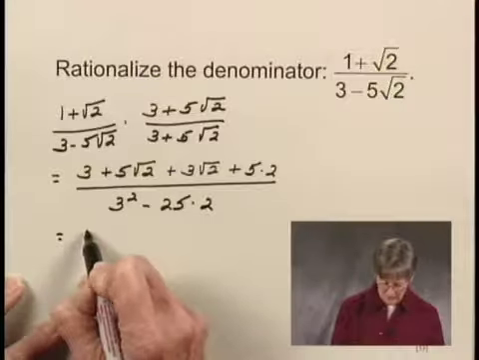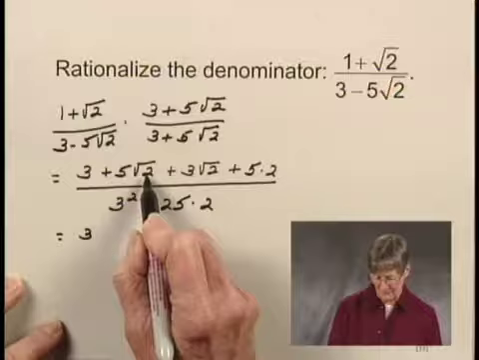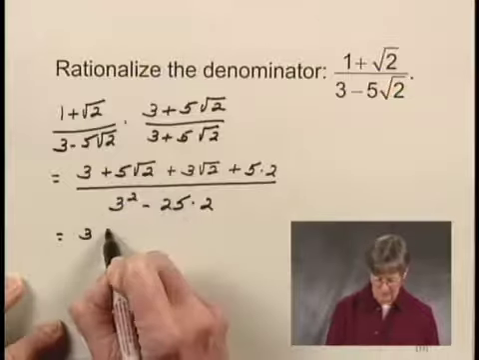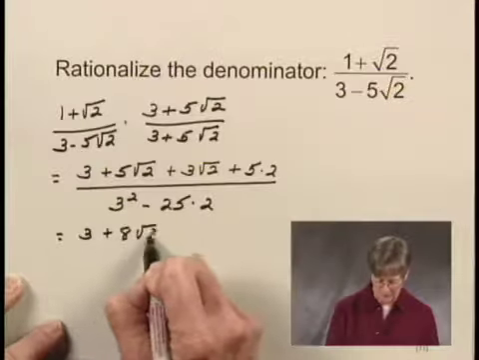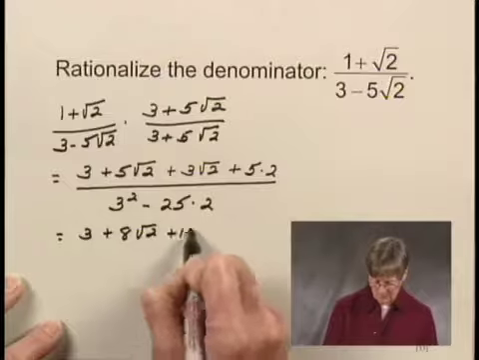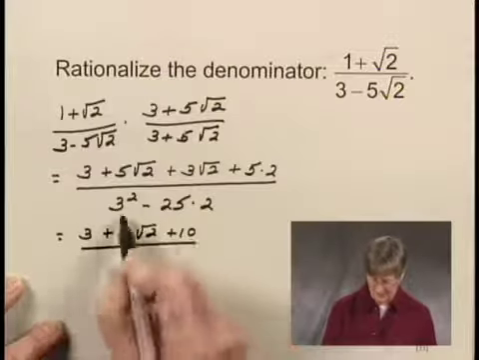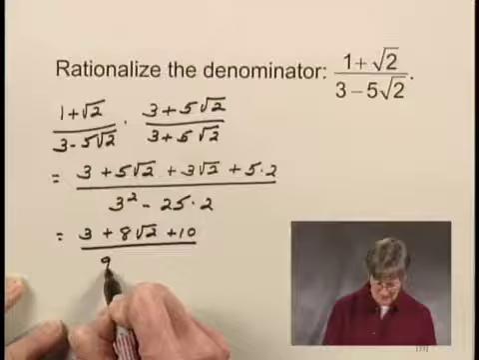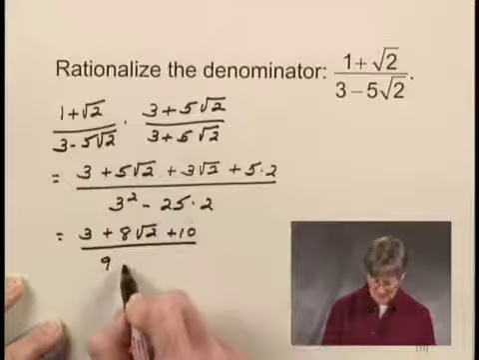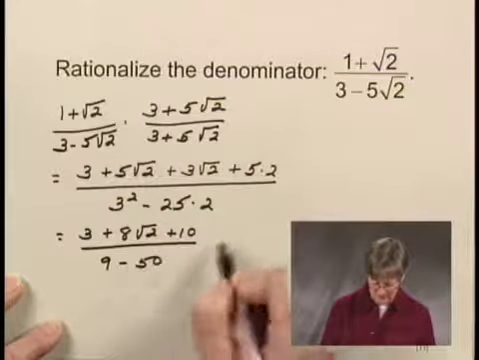In the numerator, I have 3. I can add 5 times the square root of 2 and 3 times the square root of 2 and get 8 times the square root of 2, plus 5 times 2, which is 10. And in the denominator, 3 squared is 9, and 25 times 2 is 50, so I have 9 minus 50.